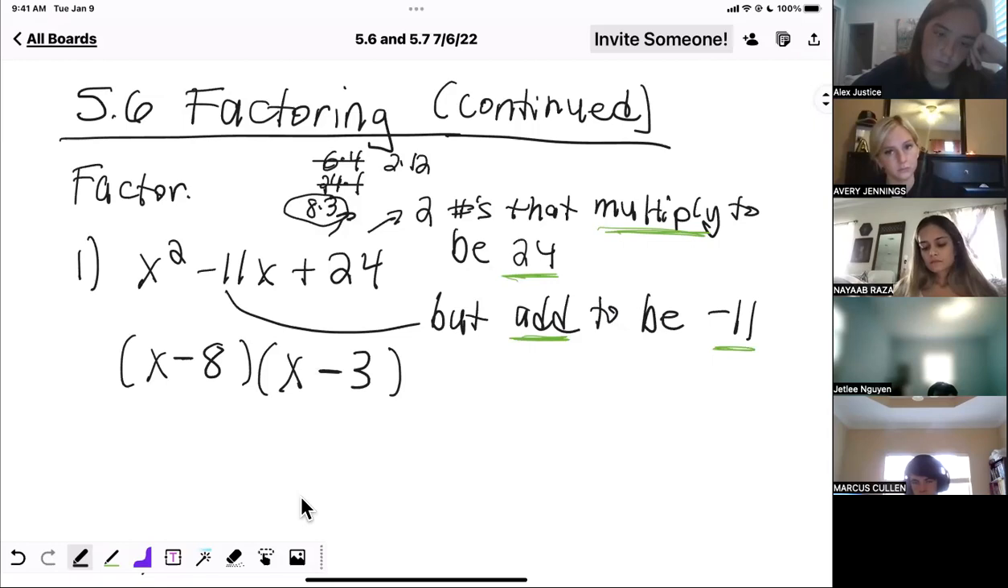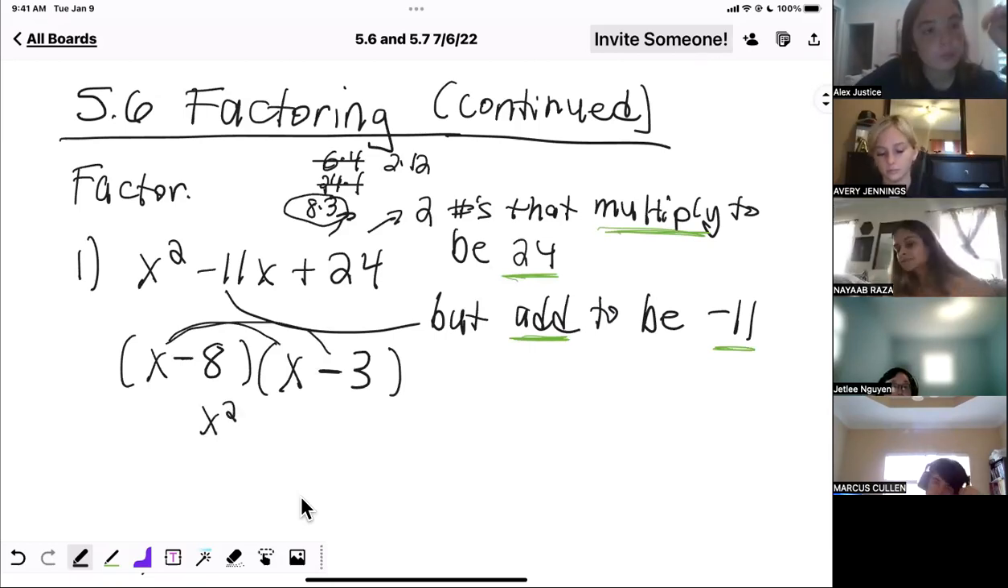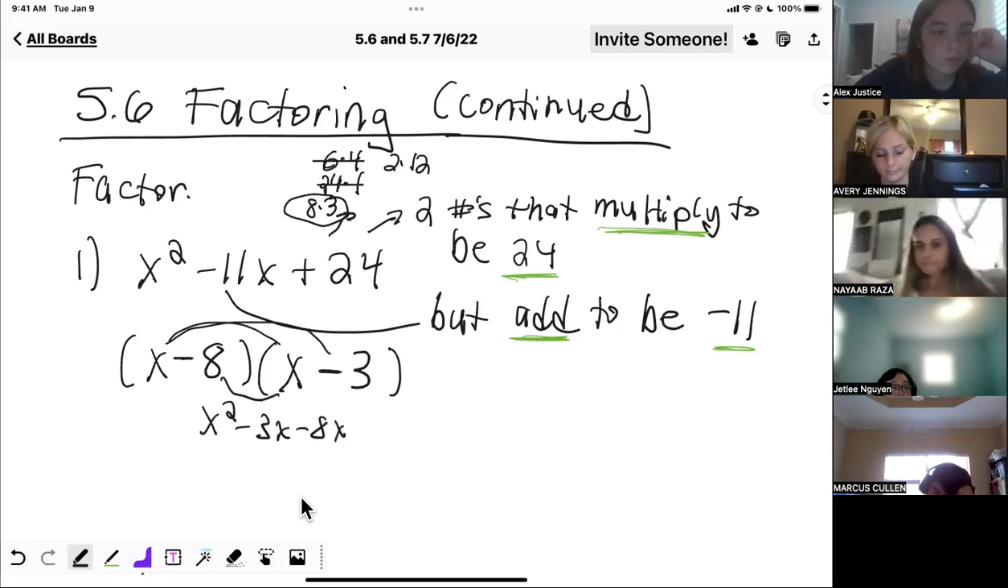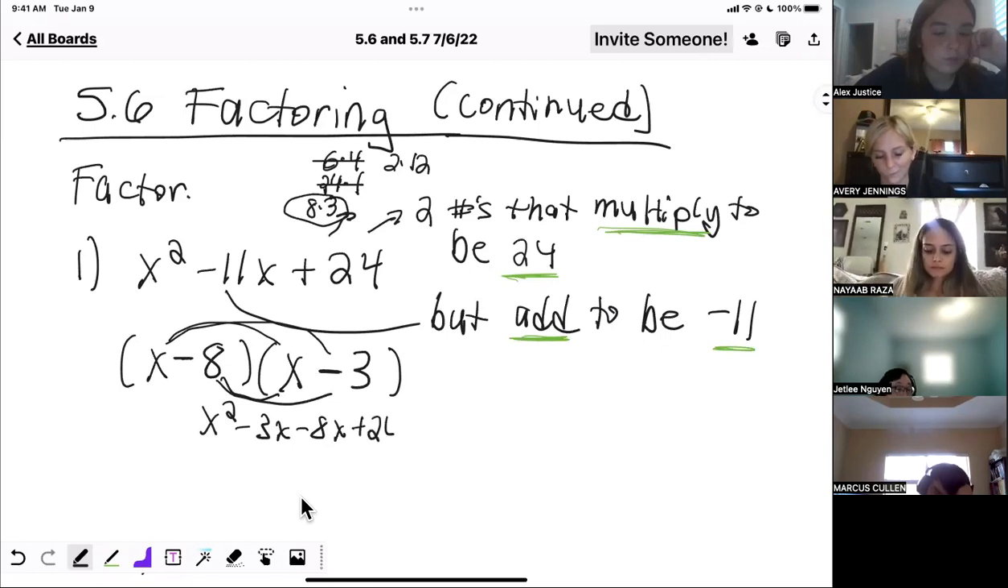How can you check your work? Well, you can FOIL or double distribute. So if I just check my work real fast, I'll go x squared minus 3x minus 8x. Negative 8 times negative 3 is positive 24. And when I put the middle term together, I get negative 11x. And that's what I need.